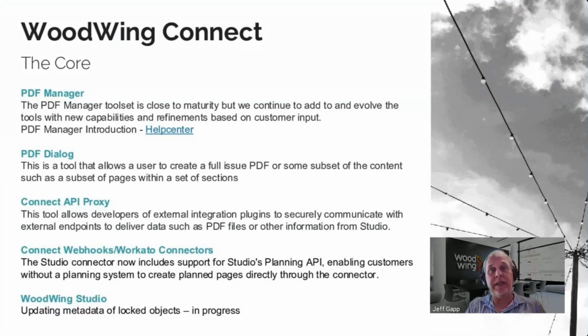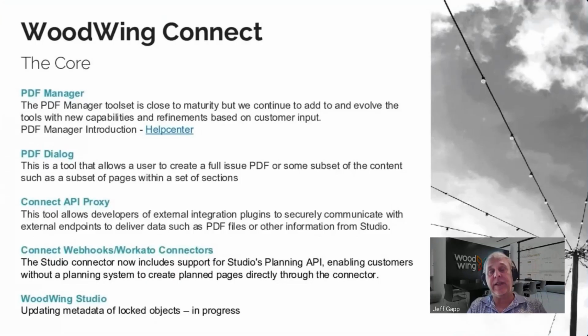Out on our Help Center, we've got a PDF Manager introduction. So if you're interested in that, you can find that out in our Help Center. That's publicly available. One of the things that we've really been working on within Connect is what we call PDF Dialogue. What PDF Dialogue is essentially this ability within Publication Overview to generate PDFs in a variety of ways. So they might be low res, they might be high res, they might be spreads, they might not be spreads, and they can also include individual pages, page ranges, sections of pages, and so on. So it's a pretty nice little dialogue of things that we do within PDF Dialogue.